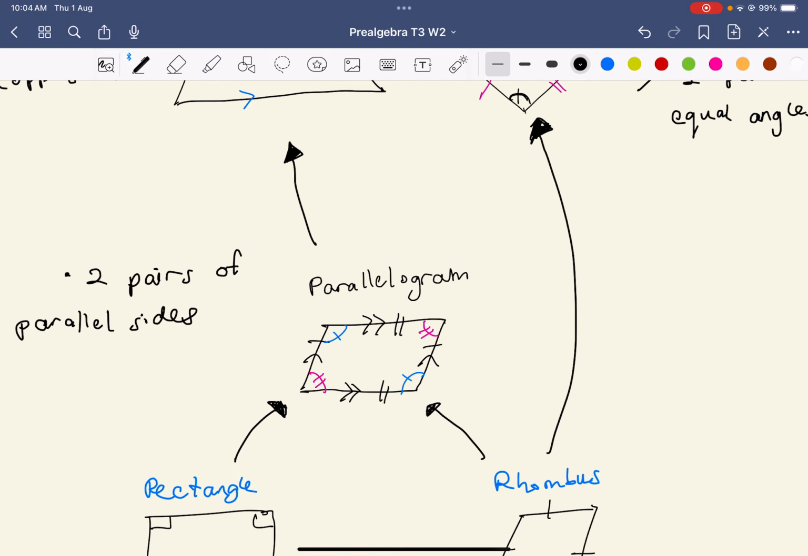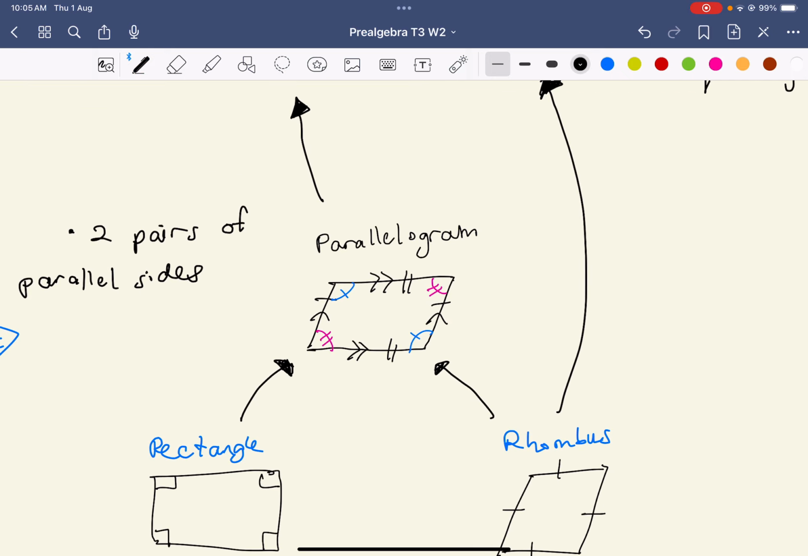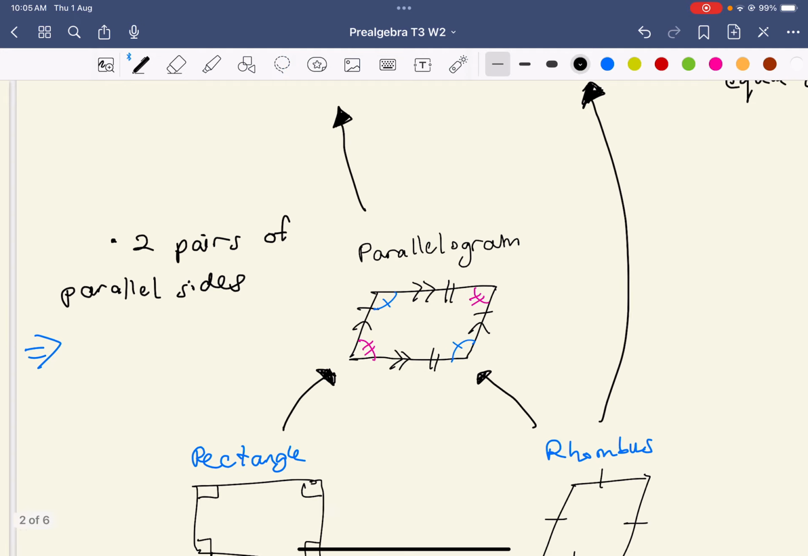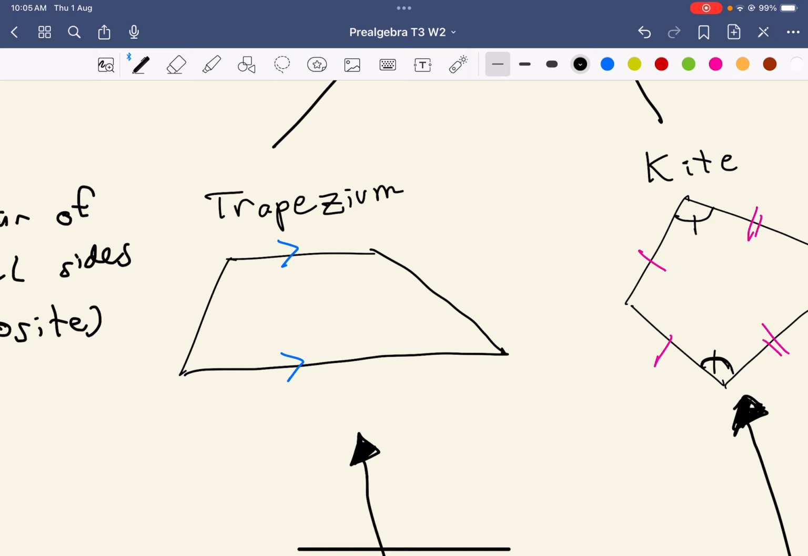And that means there's another logical consequence from this as well. What that means is opposite angles are equal because of the two pairs of opposite parallel sides. Opposite angles are equal. Actually, something I forgot to mention for the trapezium before as well. There's a consequence of this as well.